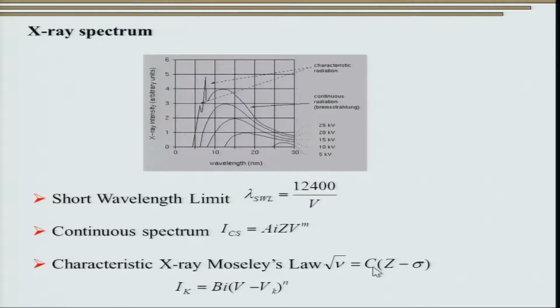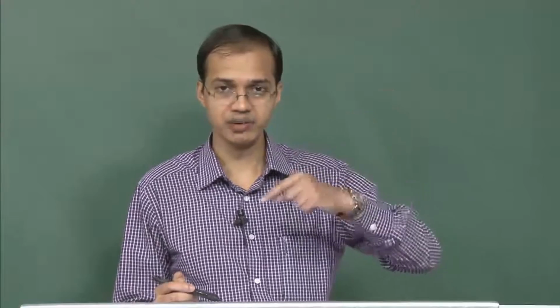Now, the intensity of the characteristic peak Ik is given by B i V minus Vk to the power n, where n is a constant generally equal to 1.5, and Vk is the characteristic voltage needed for getting the characteristic radiation. I hope all of you remember that characteristic radiation is obtained when a high energy electron knocks out an inner shell electron from the atom, and an outer shell electron replaces it by jumping to this inner shell. The difference in the energy levels is emitted as a characteristic X-ray.